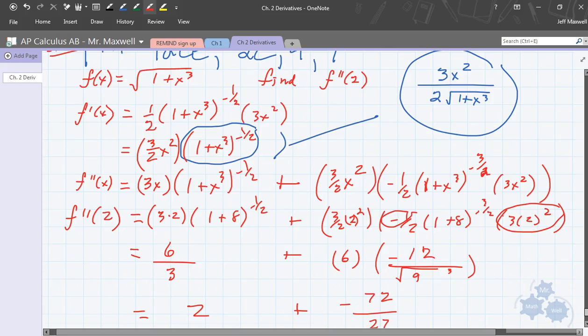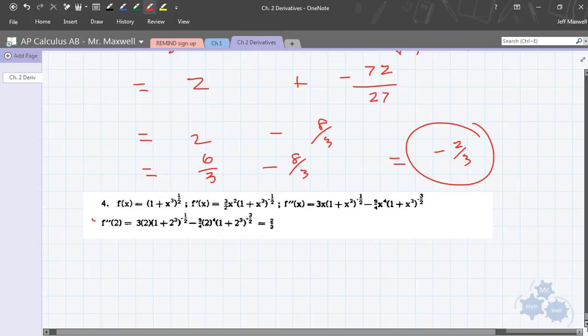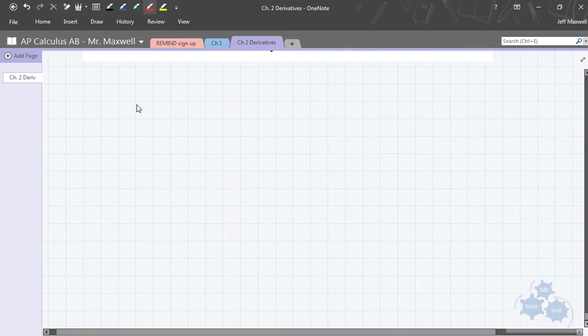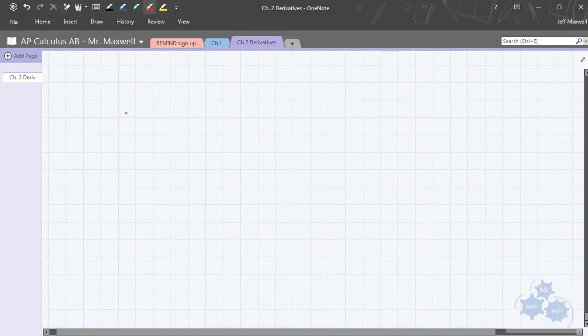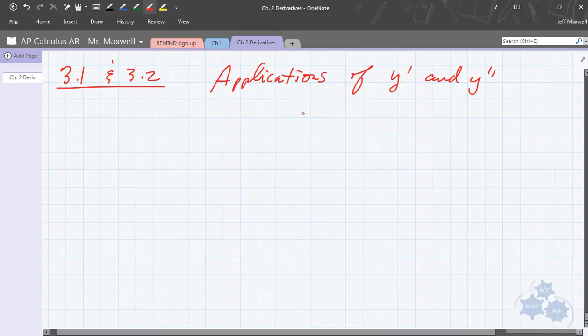All right, so that's higher derivatives, and I also want to talk about the main lesson here today, which is actually from chapter 3, don't be alarmed, but it's 3.1 and 3.2, and what I want to do is I want to tie in applications of first and second derivatives.